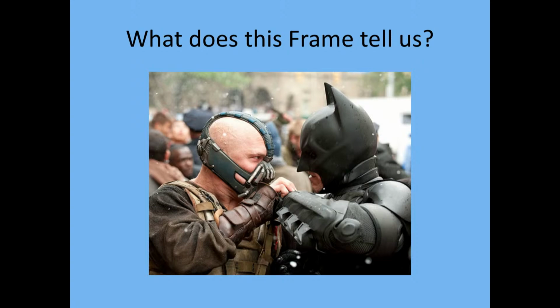Could they have shot this scene where Batman was on the left and Bane was on the right? Absolutely, but they chose to do this for a specific reason. Now, framing dominance, here we go. They're in the middle of this fight, right? So we know that the person on the left is typically perceived as powerful, while the person on the right is typically perceived as weaker.